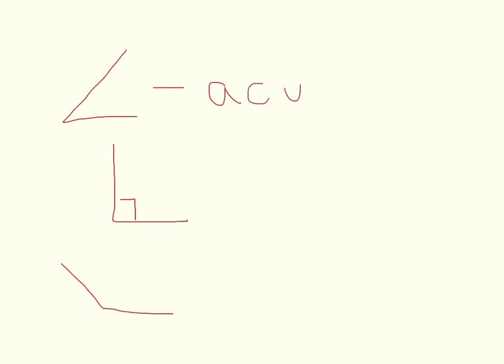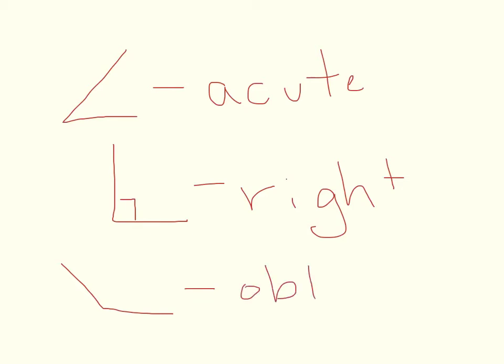Today we're going to talk about measuring angles. We know that angles can look very different. There's a smaller angle. There's what we know as a right angle. We know there's big angles. The small angles have a name called acute. These angles are called right. And these large angles are called obtuse angles.